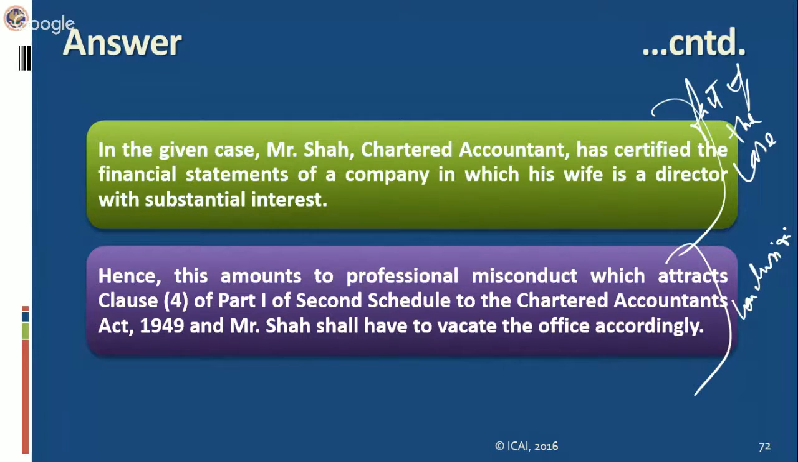In the given case, Mr. Shah, Chartered Accountant, has certified the financial statements of a company in which his wife is a director with substantial interest. Hence, this amounts to professional misconduct, which attracts clause 4 of Part 1 of the Second Schedule to the Chartered Accountants Act 1949, and Mr. Shah shall have to vacate the office accordingly.